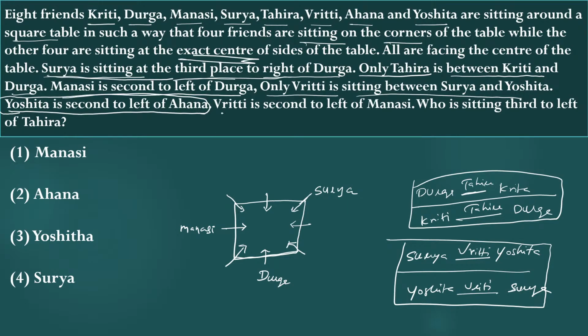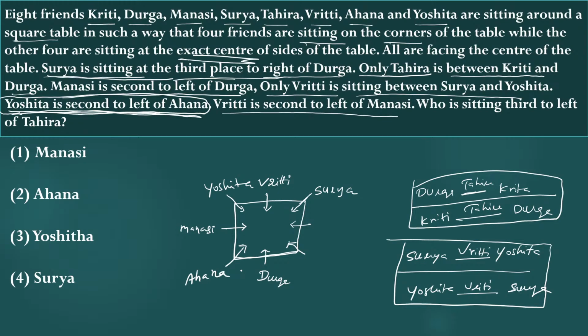So, Vritti is second to the left of Manasi. This is the first left of Manasi, this is the second left. So here Vritti is there, and Vritti is between Surya and Yoshita. So here Surya is there, here Vritti is there, you can write here Yoshita. And Yoshita is second to the left of Ahana, so here Ahana is there.